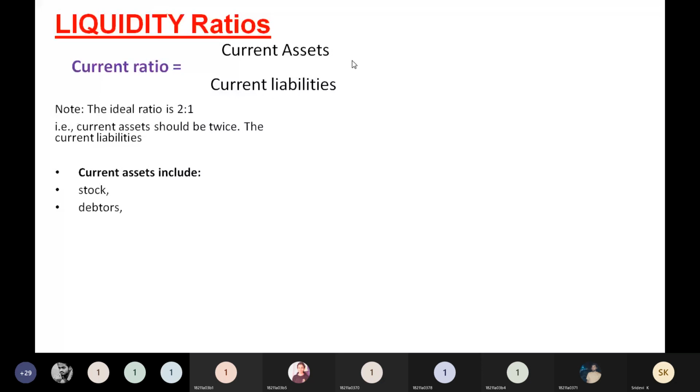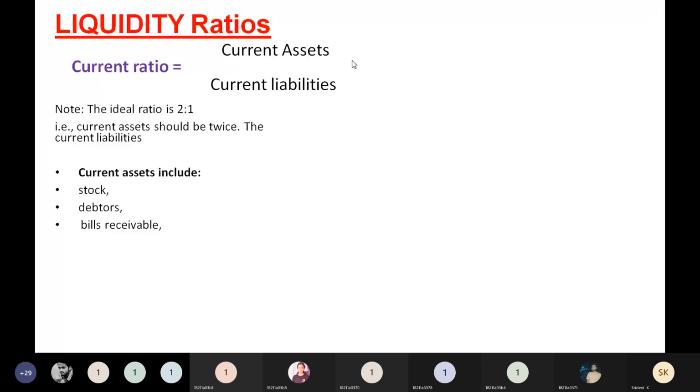That will be recovered within 1 month or 2 months or 3 months, or within 1 year, no? Within a 1 year period, they are going to collect. Because of that, it is included in the current assets. Whatever you need to recover within a short period comes under current assets.